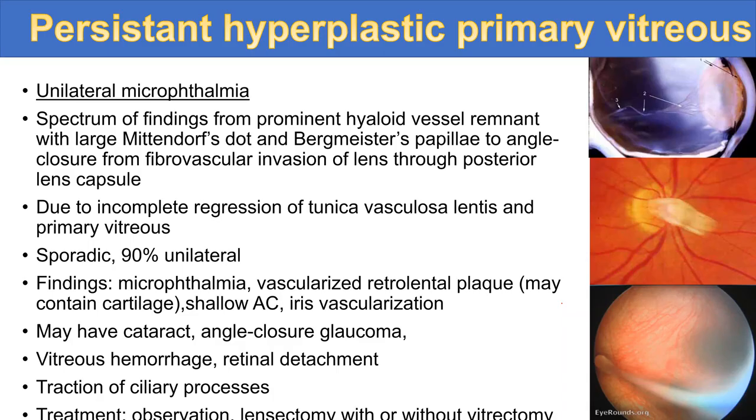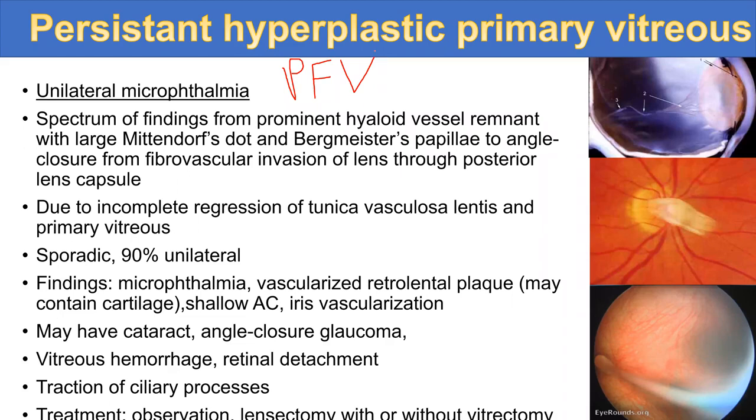What is the persistent hyperplastic primary vitreous? Sometimes it is called PHPV, but now the most recent name is PFV, or persistent fetal vasculature. So what is the persistent fetal vasculature, or persistent hyperplastic primary vitreous?